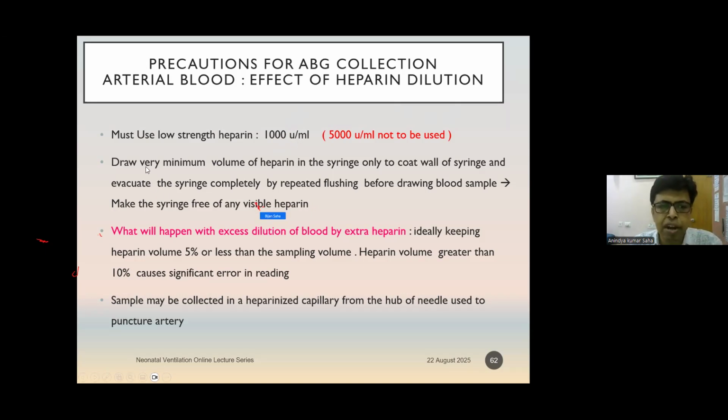While preparing the syringe, we have to draw a very minimal amount of heparin, just to coat the wall of the syringe, and evacuate the syringe completely by repeated flushing before drawing the blood sample. So we have to make the syringe free of any visible heparin. What will happen if there is excess dilution by heparin? Ideally, keep heparin 5% or less of the sample volume. Otherwise, there will be significant error in the reading. Or otherwise, the sample may be collected in a heparinized capillary from the hub of the needle.